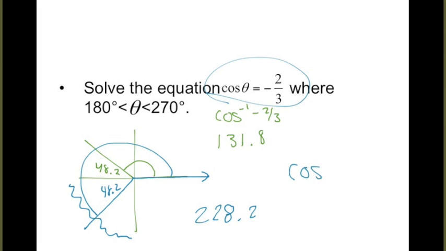You can check your answer on the calculator on these because we know that this equation should be true. So I know that the cosine of whatever I think my answer is should be equal to negative 2/3. So I can do the cosine of 228.2, and my calculator tells me it's negative 0.6665. That's pretty close to negative 2/3. We did some rounding, so it's not perfect, but you can check your answer that way. Your homework is from section 4.